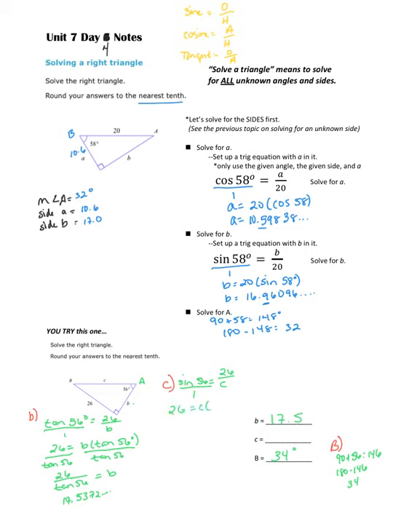26 equals C times sine 56. Divide both sides by sine 56. And I get 26 over sine 56 equals C. Time to plug in my calculator. 26 divided by sine 56 is 31.3166. So C is 31.3.